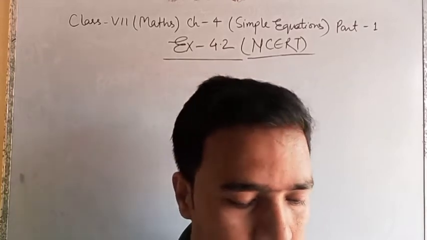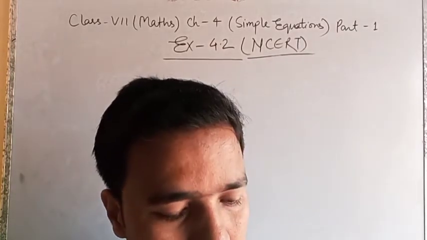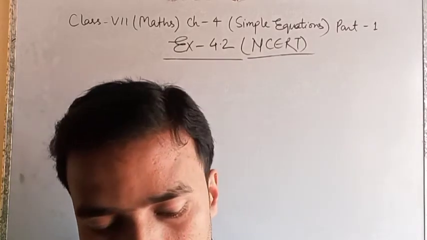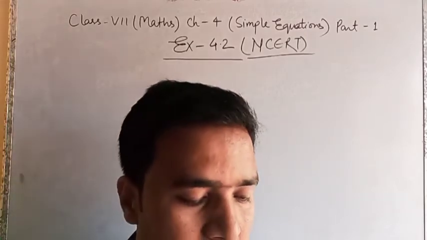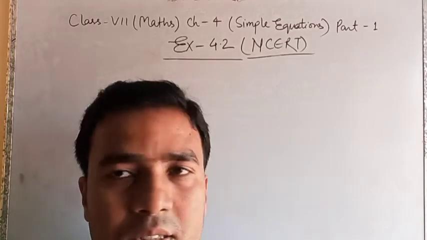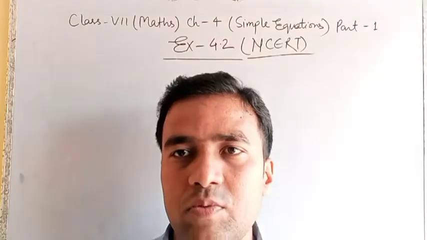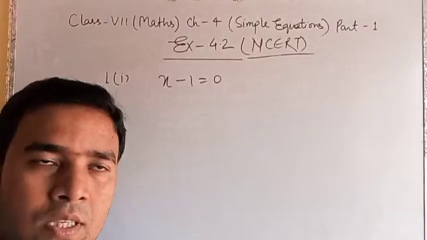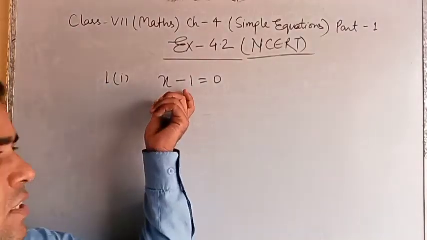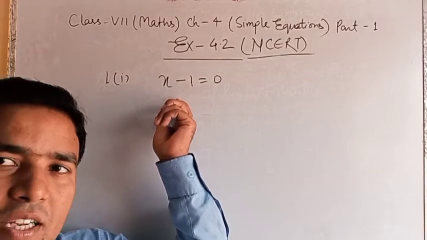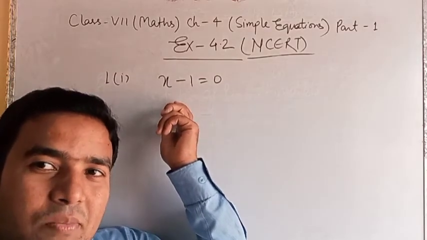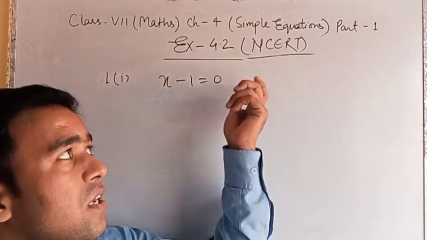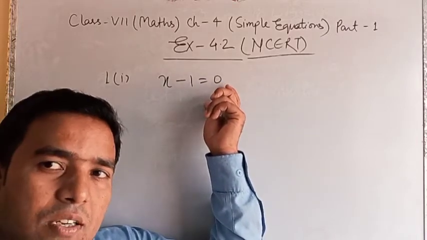Exercise 4.2. Give first the step you will use to separate the variable, and then solve the equation. Clear? Here the equation is given, asking which number you will take in the variable place. In this equation it is asking which number you will take in x place. Then you will get 0. Means left hand side x minus 1, right hand side 0. Clear?